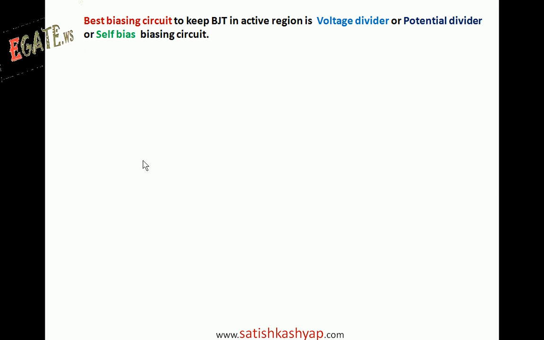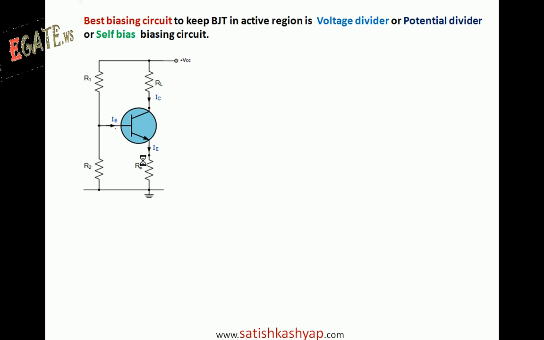And the best biasing circuit we have studied is the voltage divider or potential divider or self-bias circuit. This is that circuit. With the help of a single power supply VCC, R1 and R2, these two resistors form a voltage divider, and RE acts as a feedback resistor, which eliminates the thermal runaway problem. So this is the best biasing circuit.